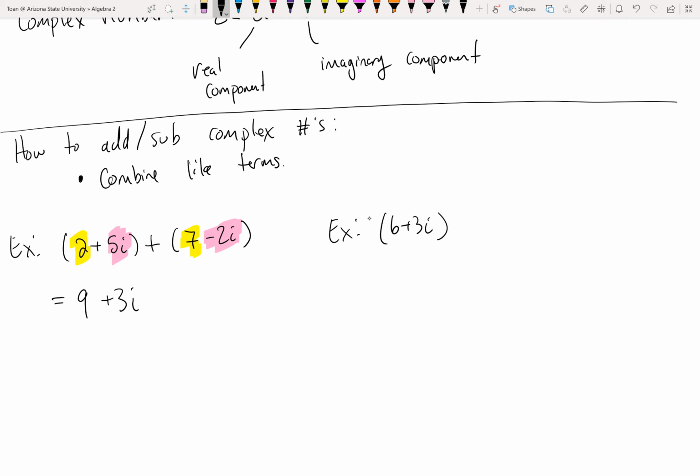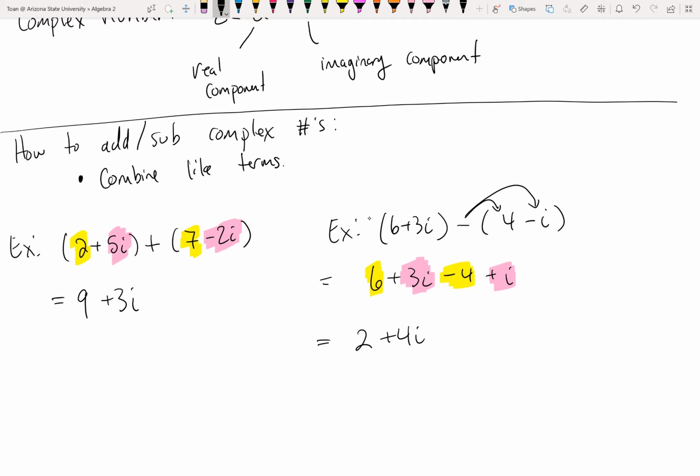It works the same way with subtraction. 6 plus 3i minus 4 minus i. What I would suggest with every single subtraction problem is to take the extra step and distribute the negative. So that gives us 6 plus 3i, minus 4 plus i. Now we combine like terms. The yellows will be the real, the pinks will be the imaginary. Yellow, 6 plus negative 4 is 2. The pink, 3i plus i is 4i. Easy peasy. So adding and subtracting, I'm not too worried about. I'm fairly confident that you have the ability to add and subtract complex numbers.